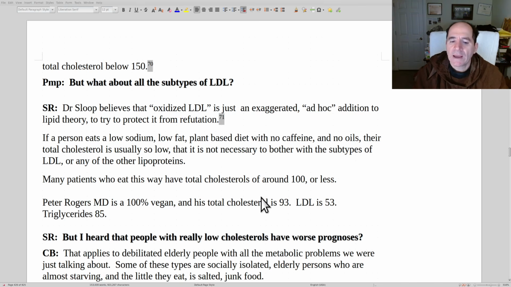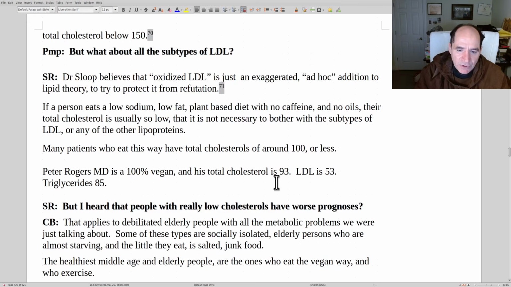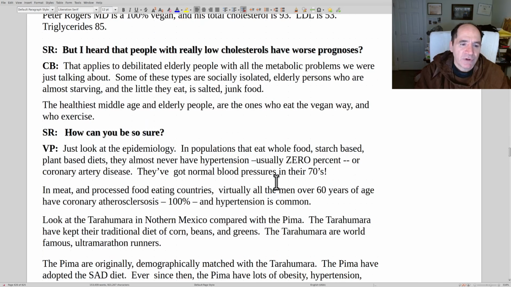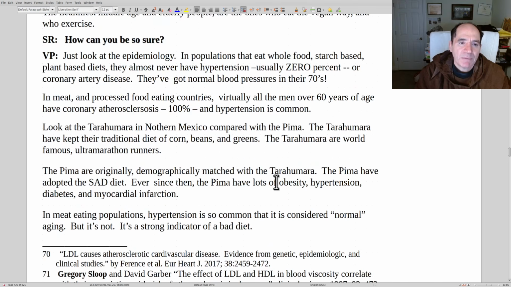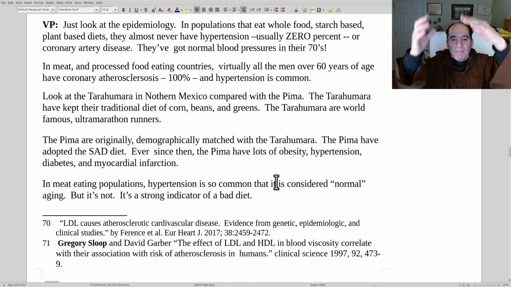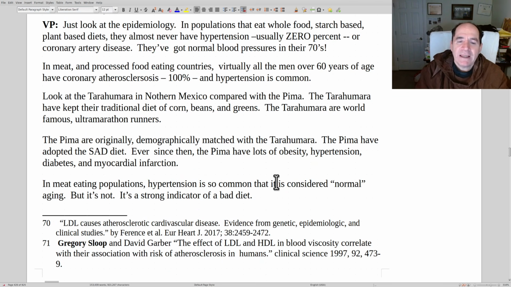Oh, and then some people say, well, I heard that people with low cholesterol have worse prognosis. What they'll sometimes do is take labs on debilitated people dying of disease and say, well, look, they have low cholesterol. Okay, but those are not a fair representative of a healthy middle-aged population. So they're study distortions to trick people. And you can also look at the epidemiology in these plant-based communities. People are skinny and healthy. There's like zero hypertension, zero diabetes, zero coronary artery disease.